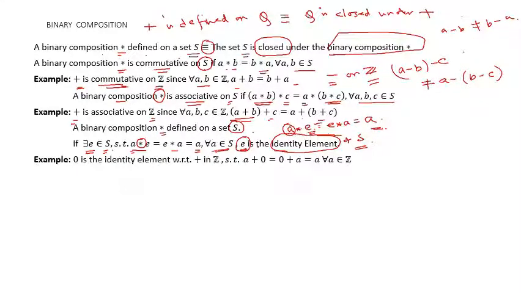Again, we use the example of ordinary addition and say that 0 is the identity element in Z with respect to this composition plus, because a plus 0 equal to 0 plus a equal to a for all a belongs to Z. সমস্ত A এর জন্যই কিন্তু আমরা দেখছি যে তার সাথে 0 কে কম্পোজ করলে ওই A-ই ফেরত পাচ্ছি, সেই জন্য 0 is the identity element with respect to addition on this set Z.